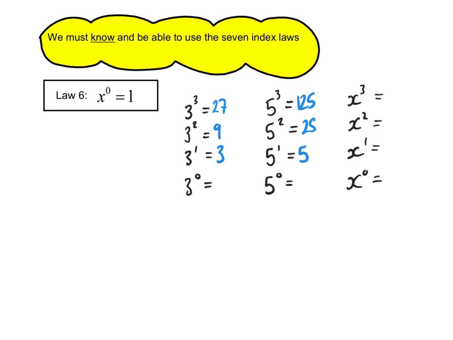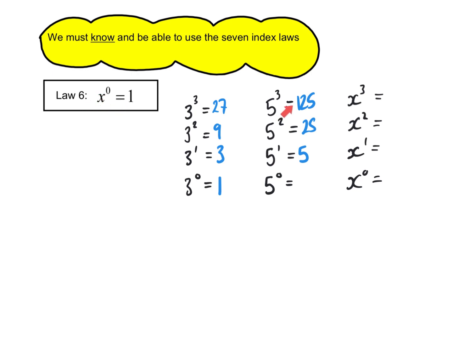Now, what we've got here is a pattern. Every time I go down a line, I'm dividing by the base number. So 27 divided by 3 is 9, divided by 3 is 3, divided by 3. Now what I'm doing here is 3 divided by 3, and remember anything divided by itself will always be equal to 1. So here we have an example, 3 to the power of 0 equals 1, which meets up with this law here, x to the power of 0 equals 1. So basically anything to the power of 0 is equal to 1.